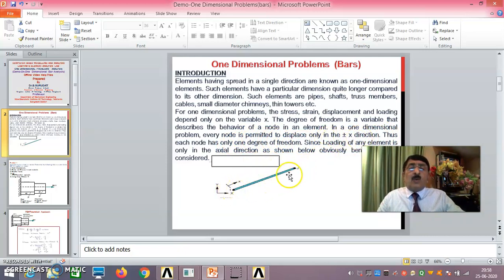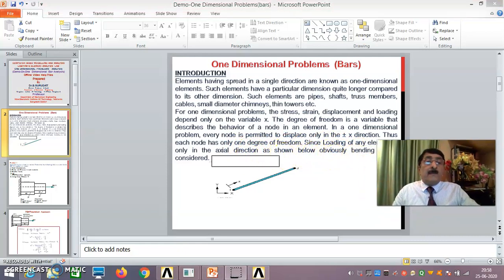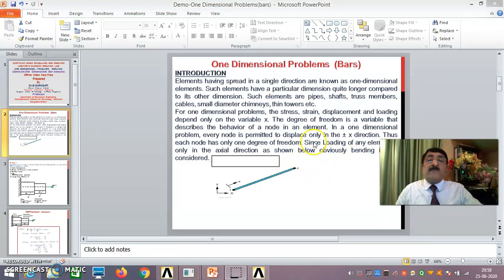See here, there may be so many nodes. Each is permitted to move either in the plus x direction or minus x direction. Thus, each node has only one degree of freedom. Since loading of any element is only in the axial direction as shown below, obviously bending is not considered. Any one-dimensional problem means here we will be loading in only one direction, that is the x direction only. Here the length will be considerably very high when compared to its diameter and all that.